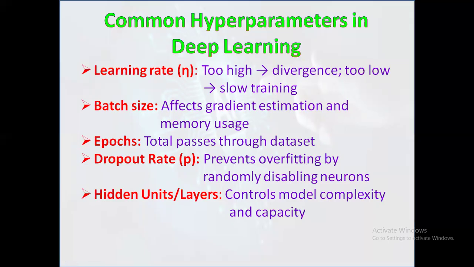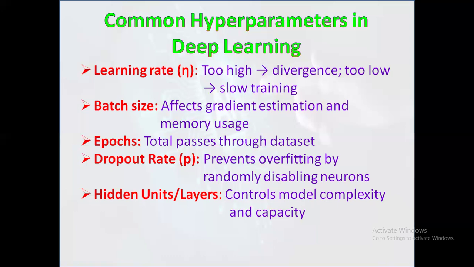Next, batch size. Smaller batch sizes provide more noise in gradient estimates, which may help generalization but slow training. Larger batches use more memory but can lead to faster training and smoother updates. Epochs, the total passes through the data sets. One epoch means that every sample in the training set has been seen once. The number of epochs affects training duration and convergence. Too few may underfit, too many may overfit.